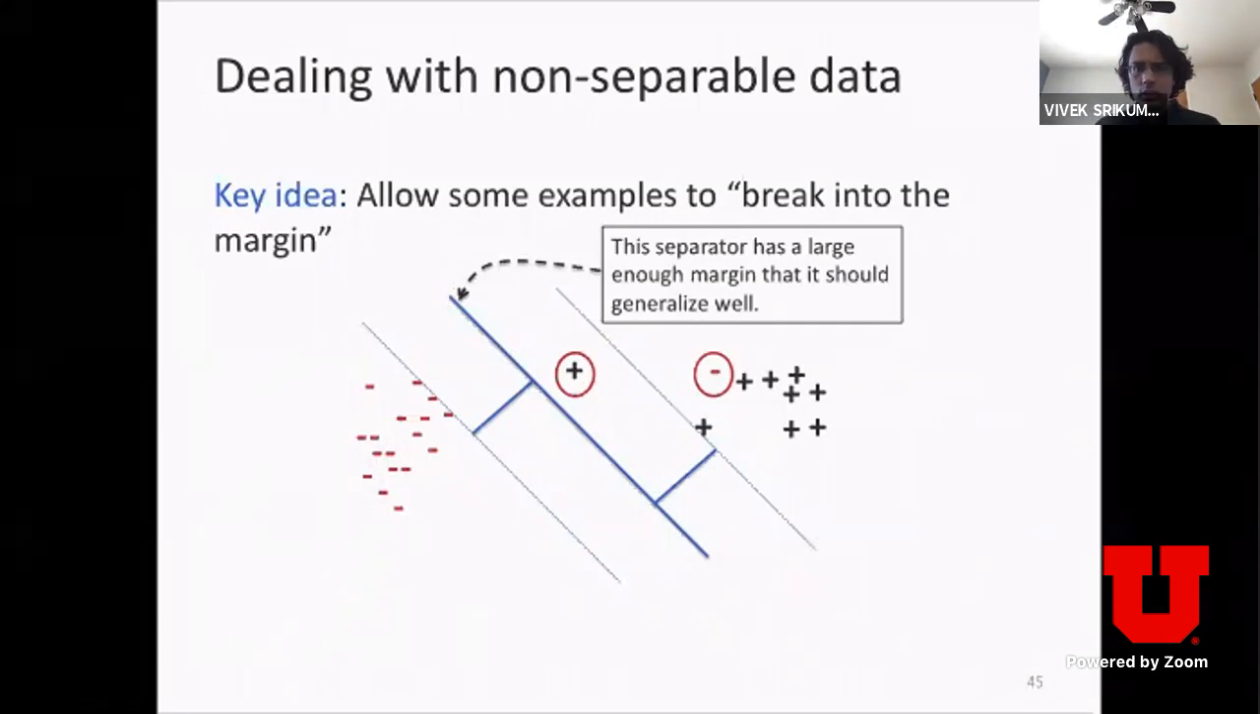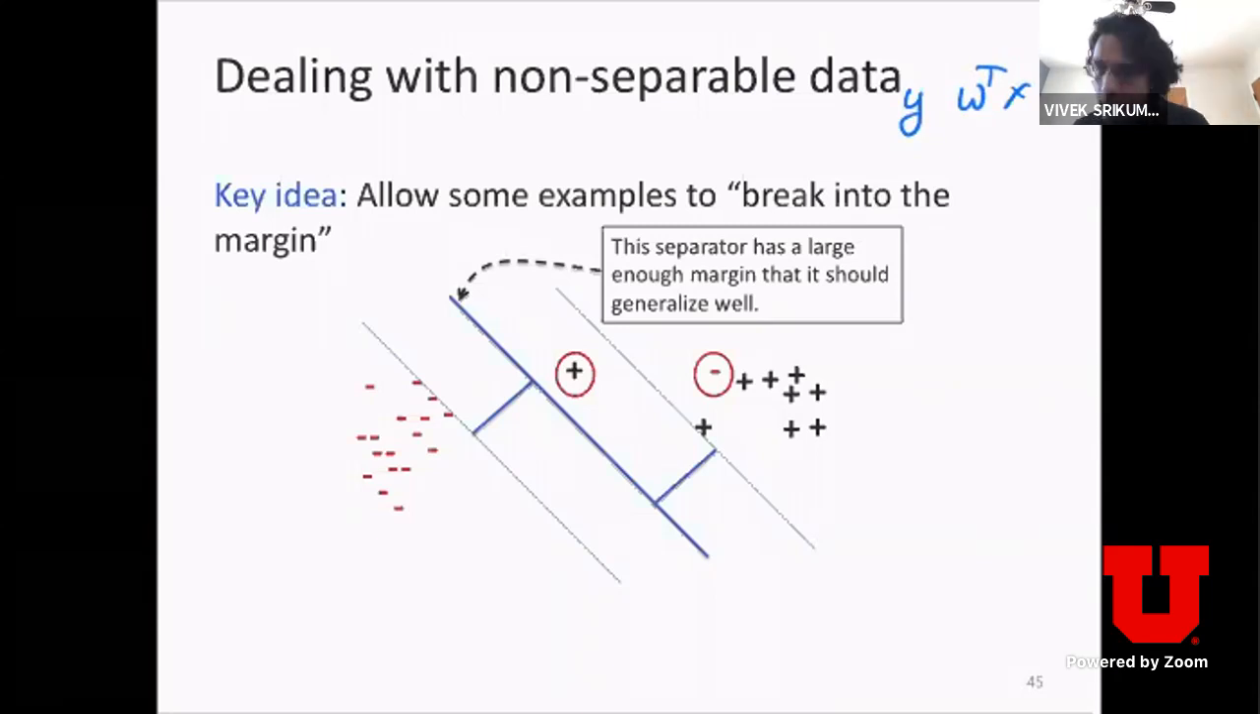So let's consider what is the meaning, first of all, of y times w transpose x. Let's think about, first of all, what is the distance of a point. L2 norm is the Euclidean norm, but let's think about what's the distance of a point from a line. The distance of a point from a line is this quantity here, for all examples.